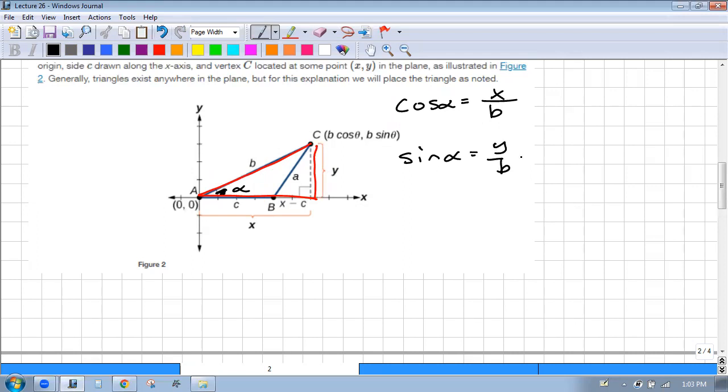And it's okay that we have X's and Y's. This tells me that X is B cosine alpha. This tells me that Y is B sine alpha, okay? So that's the information I got from this triangle. Now let's look at this triangle.